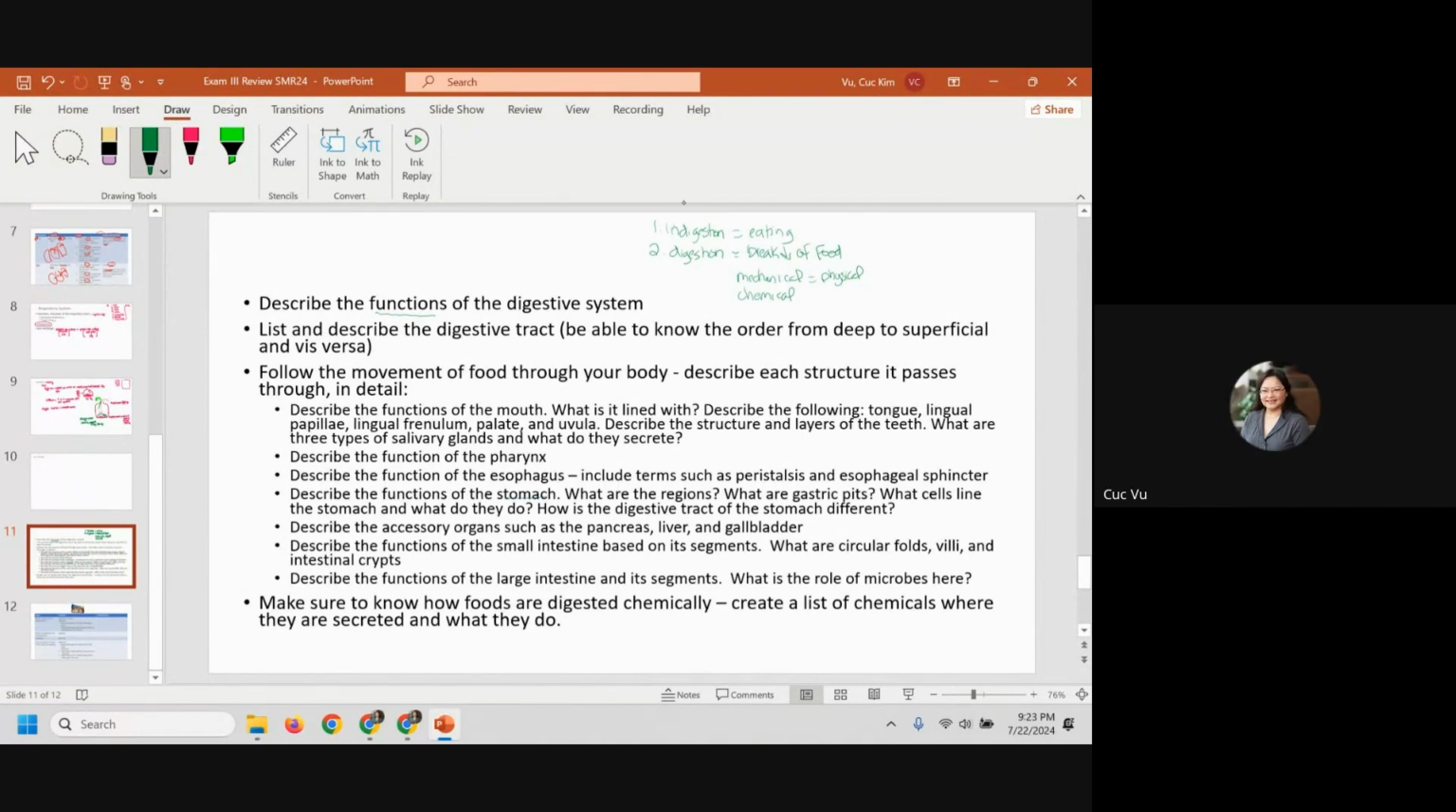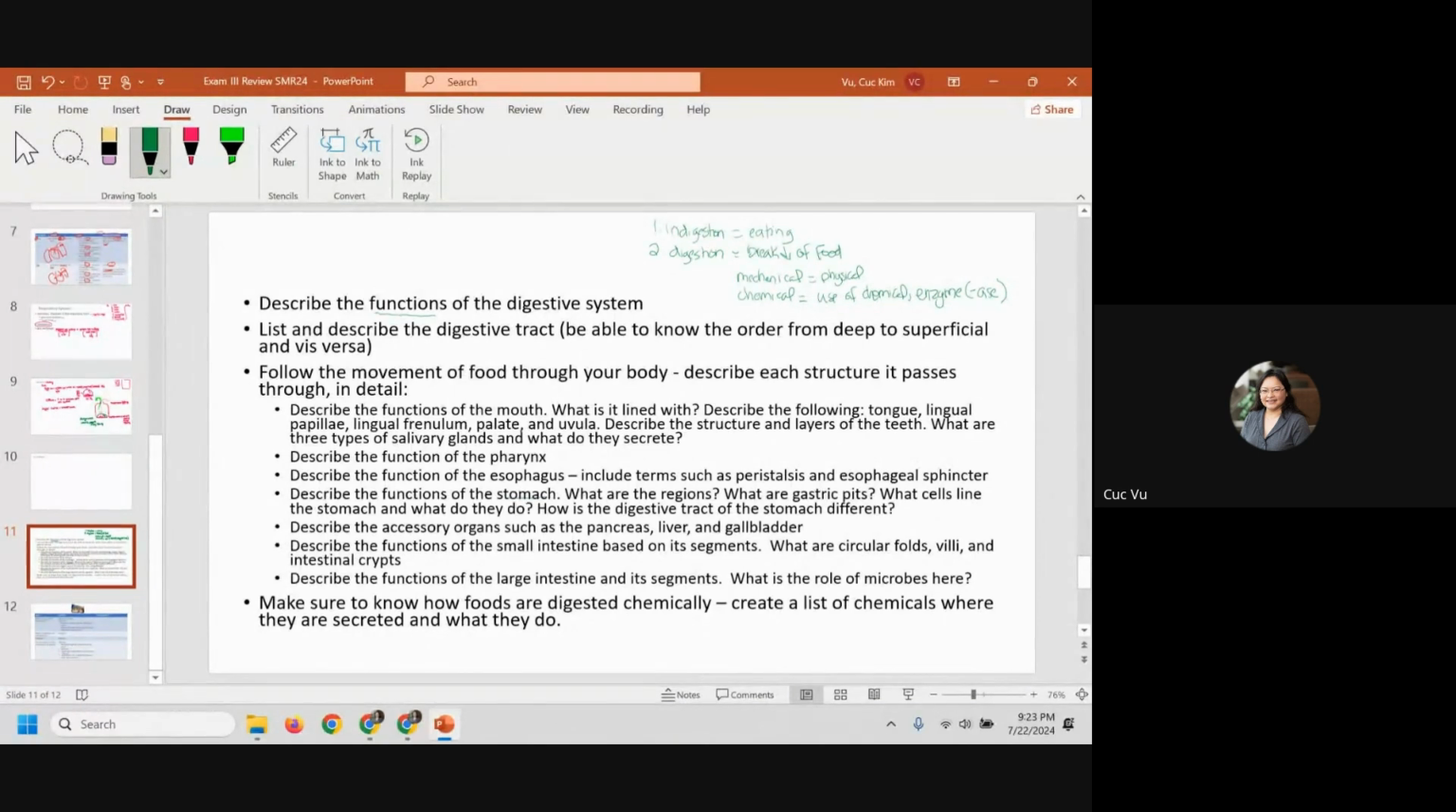Okay. And then chemical happens throughout. And usually that chemical is in the form of what? Enzymes. Yep. And how do you know it's an enzyme? It always ends in what? ASE. Yep. So enzymes always end in ASE. Well, not always, but most of the time.